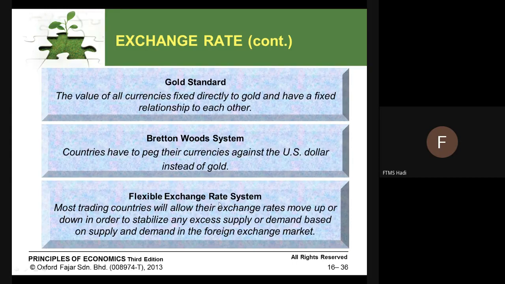And then the flexible exchange rate system, which is the current practice nowadays, whereby the currency can go up and go down. It depends on the demand and supply of the currency. If you refer back to chapter 6, I already mentioned money supply: M1, M2, and M3.